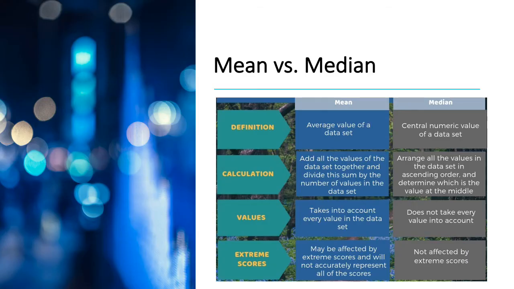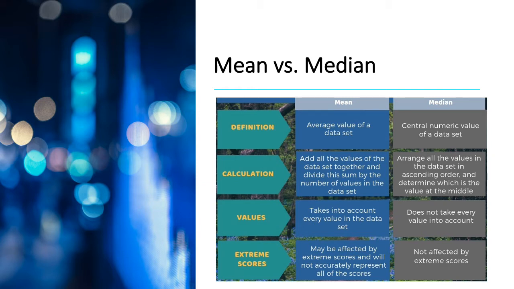Mean versus median. One very important distinction is to think about how the mean and median are related. In a perfectly symmetrical data set, the mean and the median will have exactly the same value. However, when your data set is skewed, the mean and the median will be different from each other.